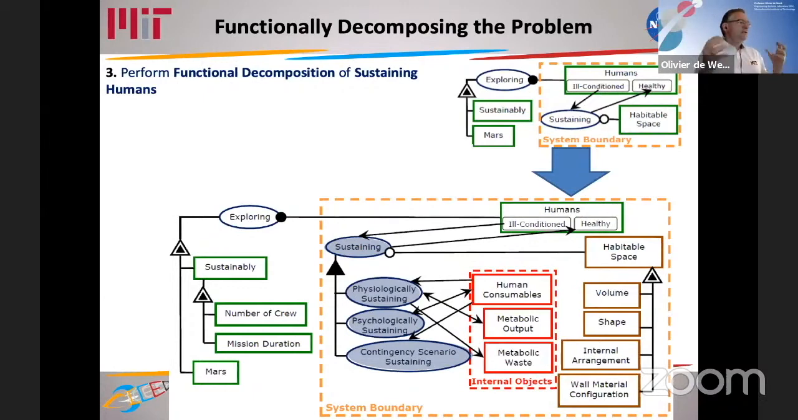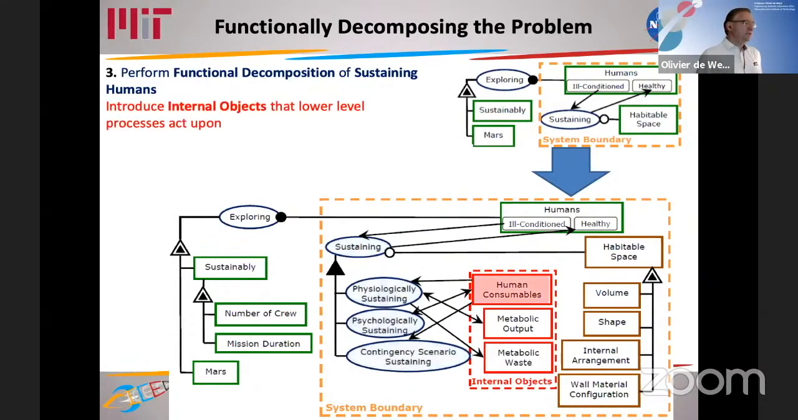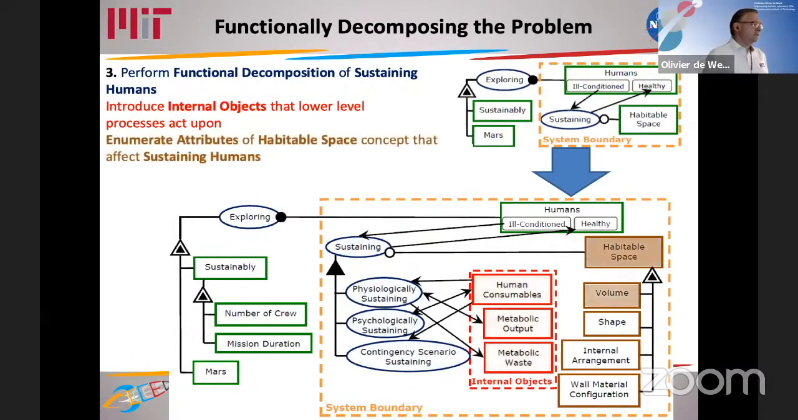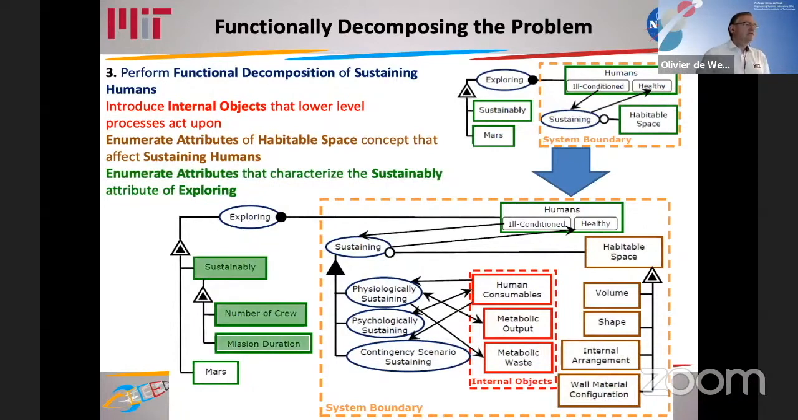So performing functional decomposition of sustaining humans, which introduces the internal objects that act on lower level processes, enumerating the attributes of the habitable space concept that affect sustaining humans, and then enumerating the attributes that characterize the sustainably attribute of exploring the process itself. And so we're going to now start breaking things down into greater levels of detail. So the habitable space itself, with the attribute link, can be described by its volume, its shape, its internal arrangement, or what material you are using for the walls.